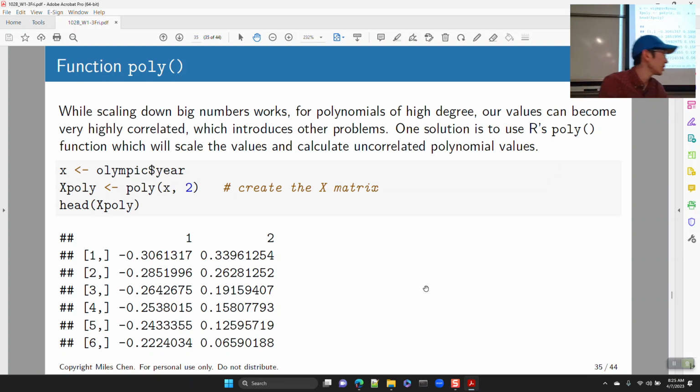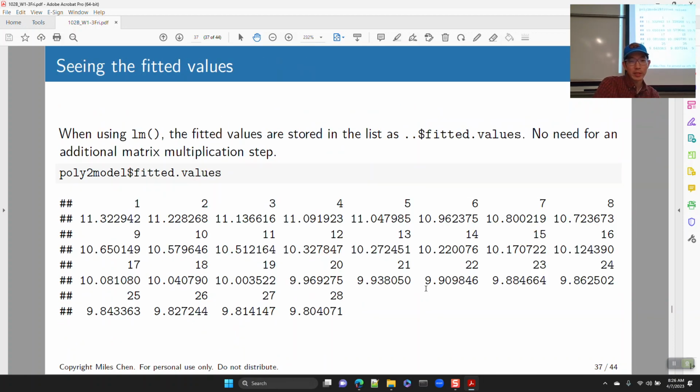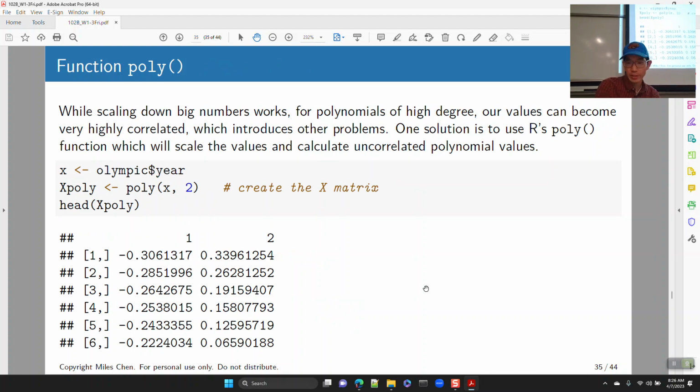There's actually a function in R called poly, and this will create columns that have polynomial terms. So we don't end up with these issues of having values that are too highly correlated. How can I illustrate this?